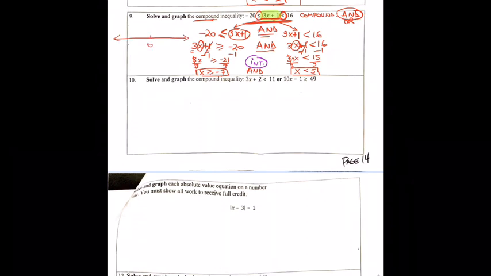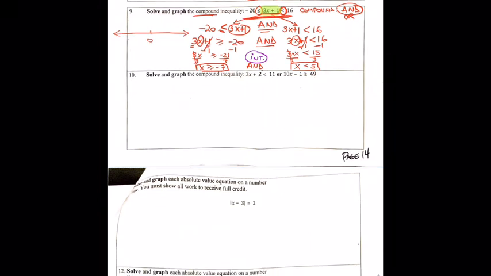So on a number line, I'm going to graph the first inequality, x greater than or equal to negative 7. So here's my negative 7. I'll put a closed circle around negative 7. Greater than means all the numbers to the right of negative 7.